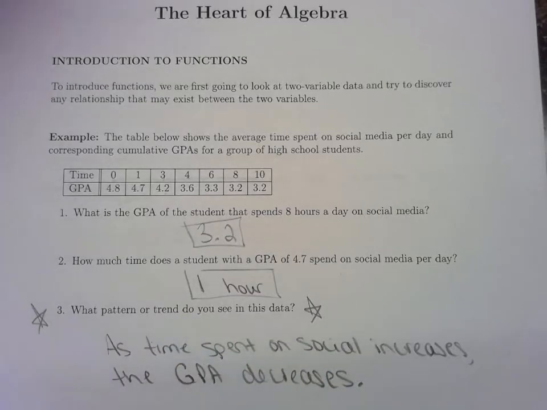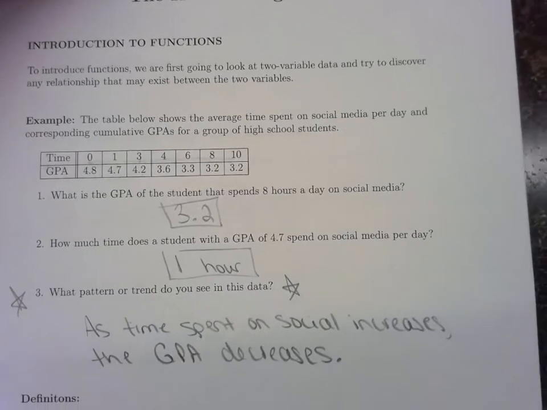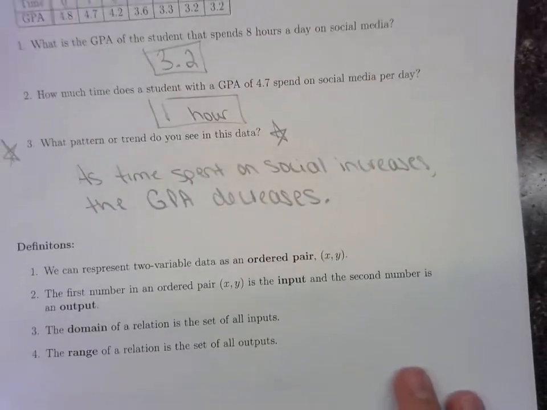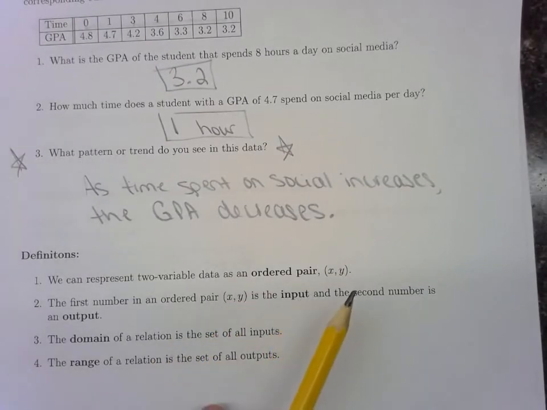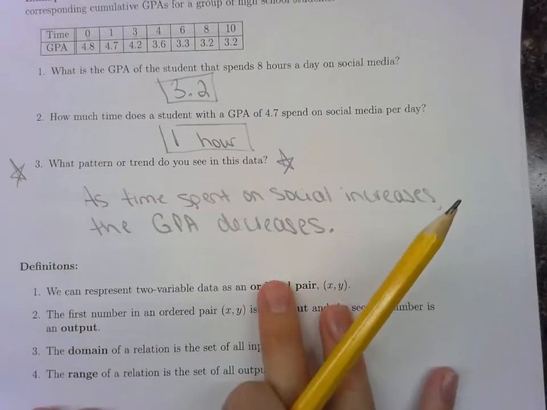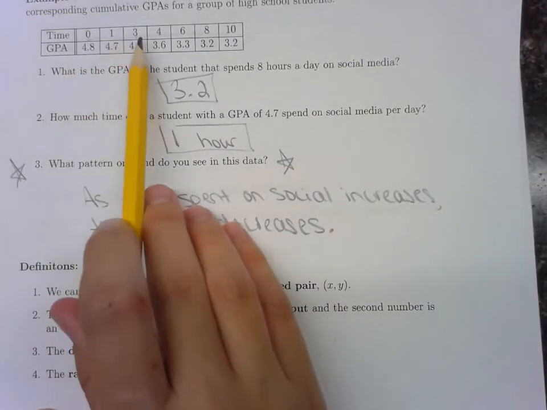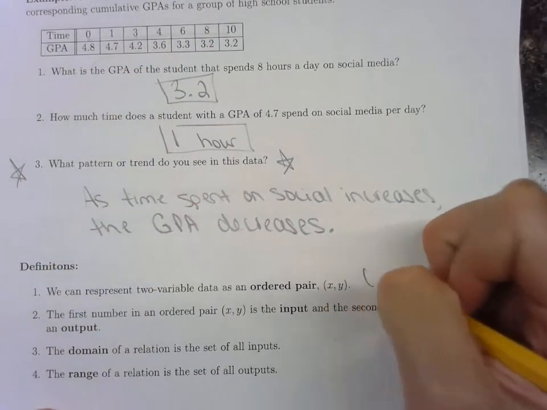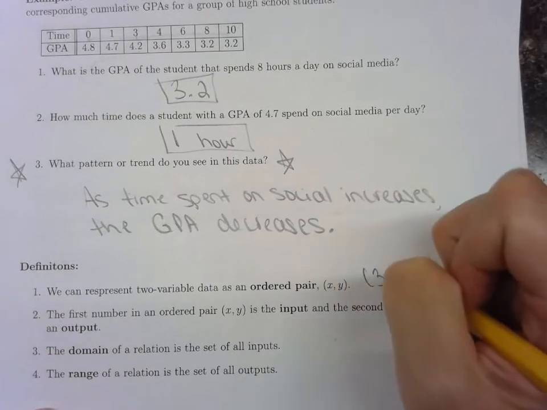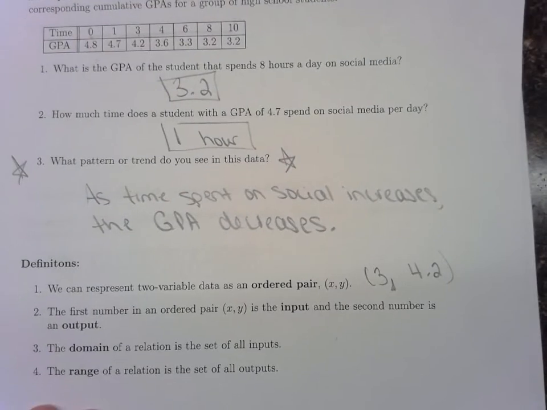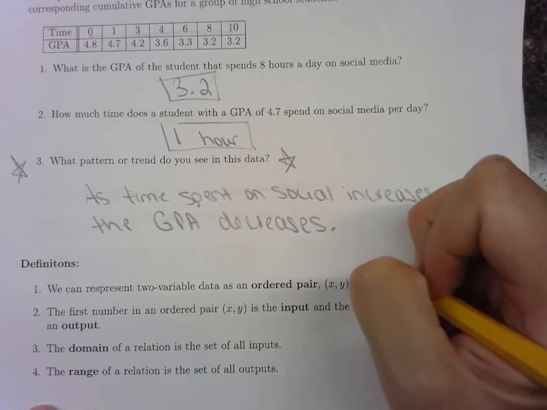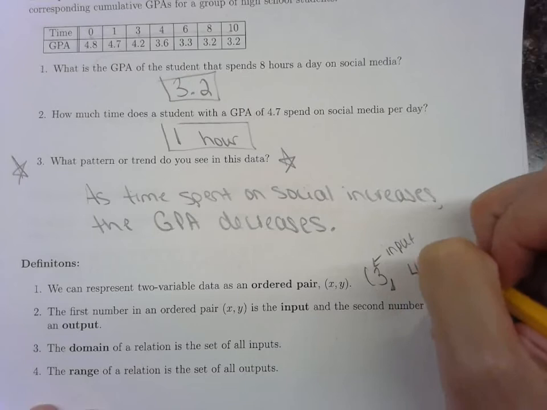Okay, so let's just go into some basic definitions of functions. These definitions say we can represent two variable data as an ordered pair. Most of the time we're given ordered pairs. For example, looking back at this, let's look at the 3, 4.2. So we have two variables here. I'm just going to say the 3 is your x and the 4.2 would be the y. The first number in an ordered pair x, y is the input and the second number is the output. So in this example, 3 is the input and 4.2 is the output.